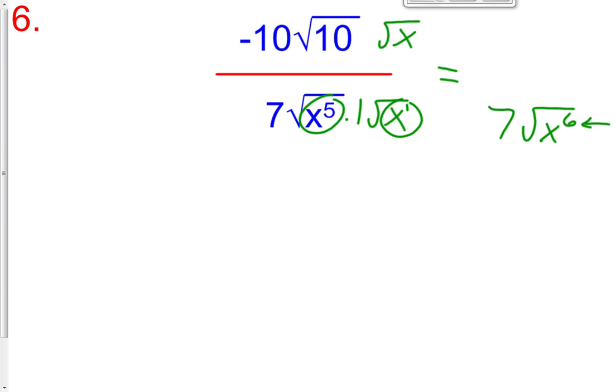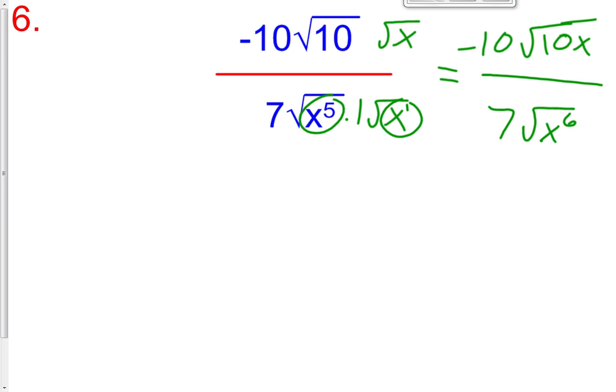Bam! Now this is positive. So once that's positive, I can now take the square root. I shouldn't say positive. Now that's even. 6 is even. So once I get my exponent to be even, I could easily take the square root of it by dividing by 2. What I do to the bottom, I must do to the top. So we're going to multiply the top, and I get a negative 10 square root 10x.